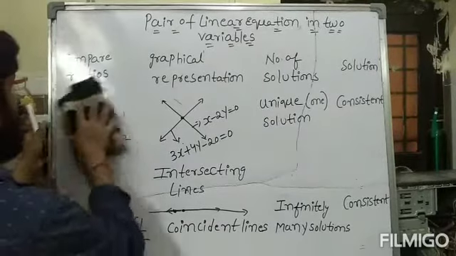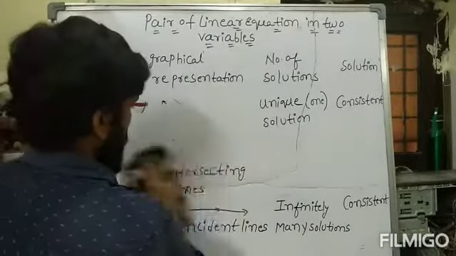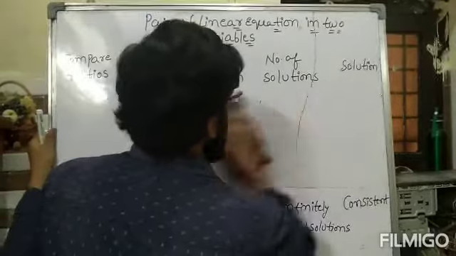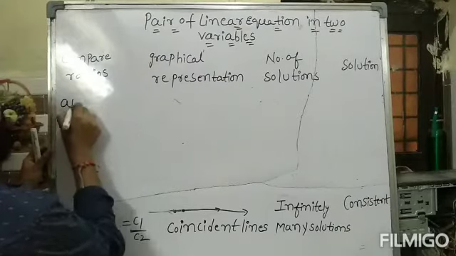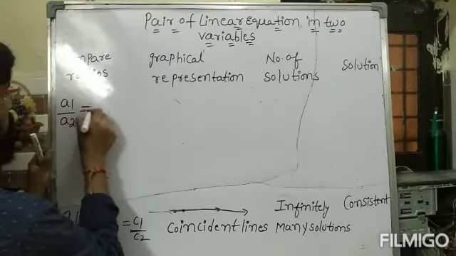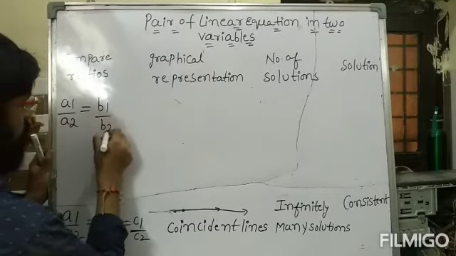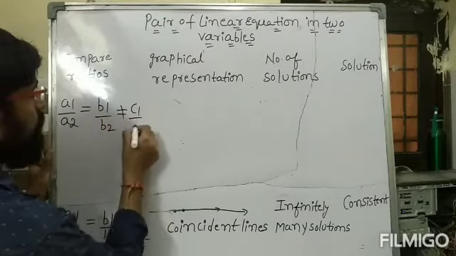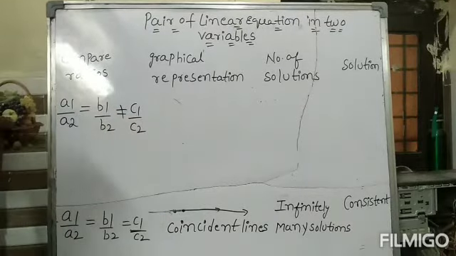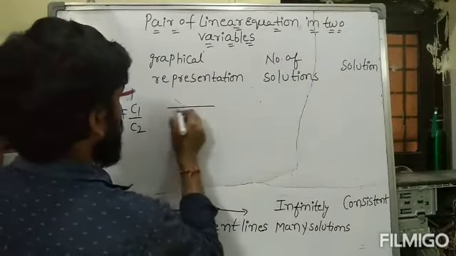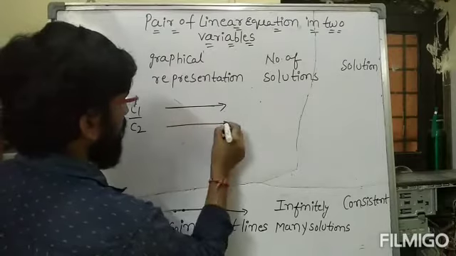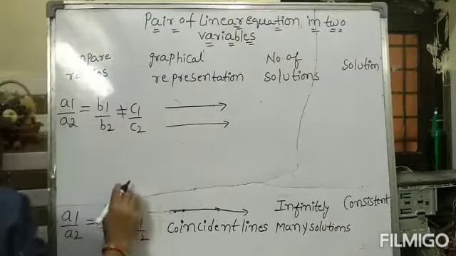Next. A1 by A2 is equals to B1 by B2 not equals to C1 by C2. They are equal, A1 by A2 is equal to B1 by B2 not equal to C1 by C2. Then for this condition the lines are parallel lines.